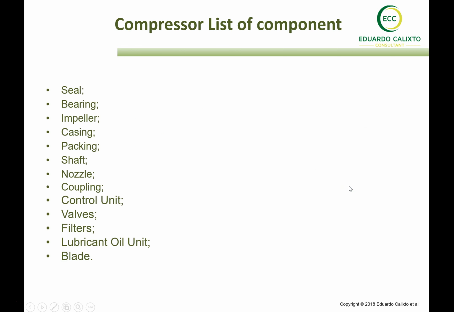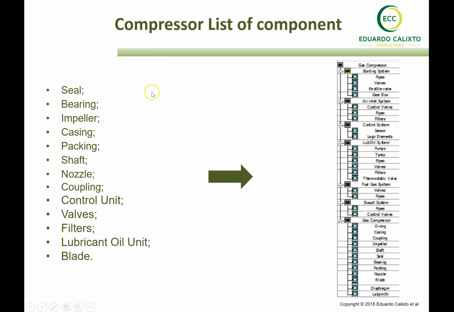But that needs to be defined on a list of equipment. In our case study, we define equipment such as seal, bearing, impeller, case, packing, shaft, nozzle, coupling, control units, valves, and filters, as well as lubricant, oil, units and blades as the components that are under the RCM scope.